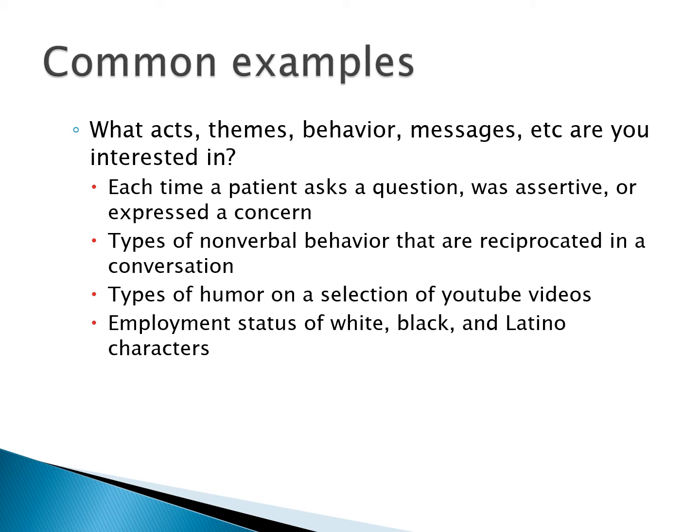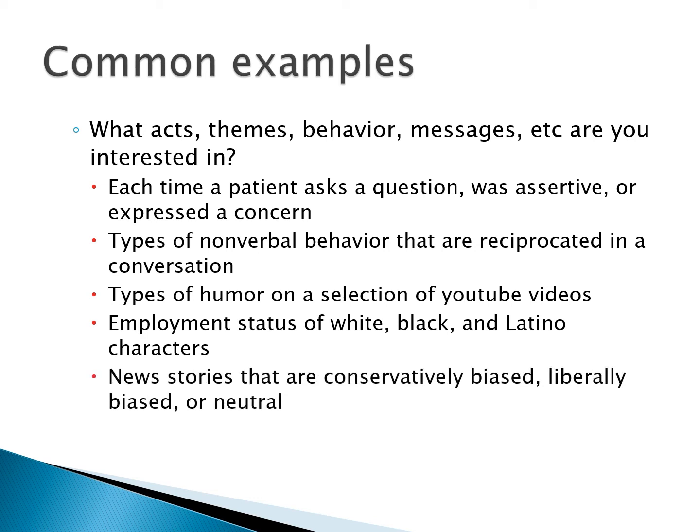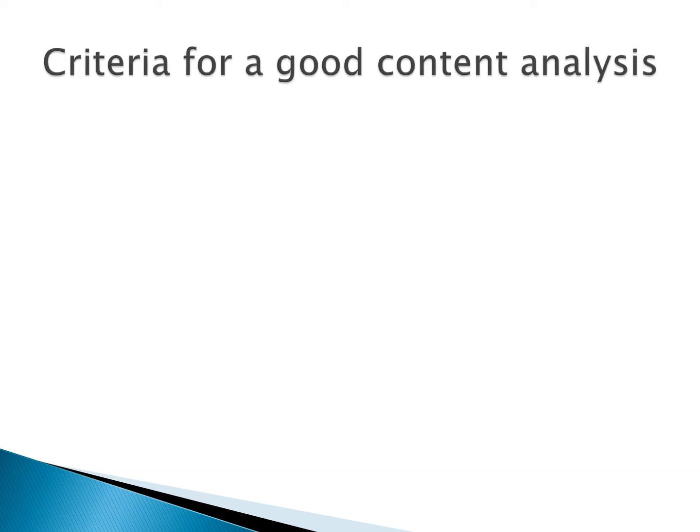That's one that a number of people have published on in the past. And then you can look at some examples we've used in class: news stories that are conservatively biased or liberally biased or neutral. So you look at different news media outlets, and then you code the top stories that they have, and whether or not you think, based upon your coding scheme, they're biased conservatively, biased liberally, or they're not. They tend to be neutral or representation.